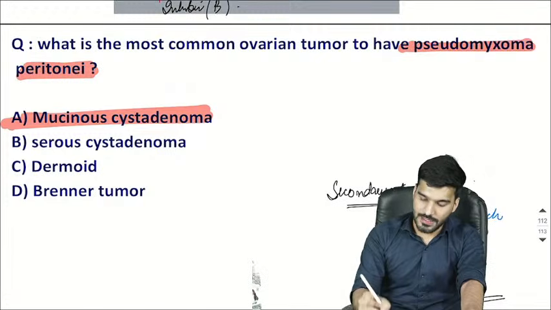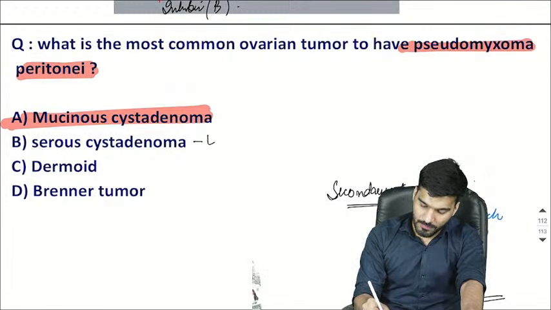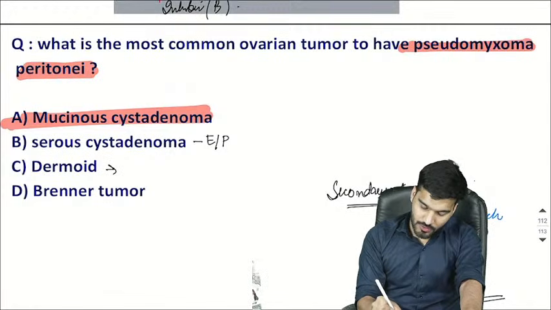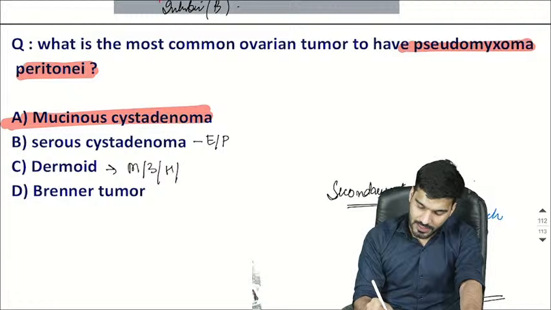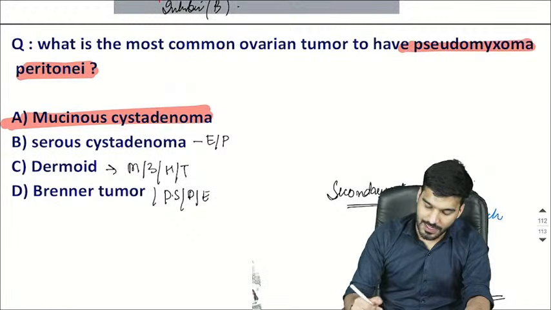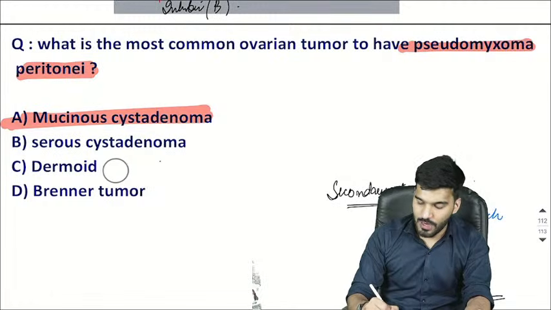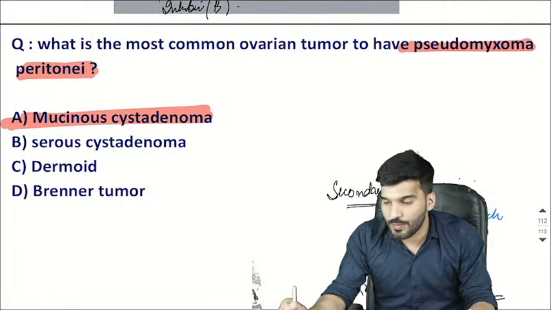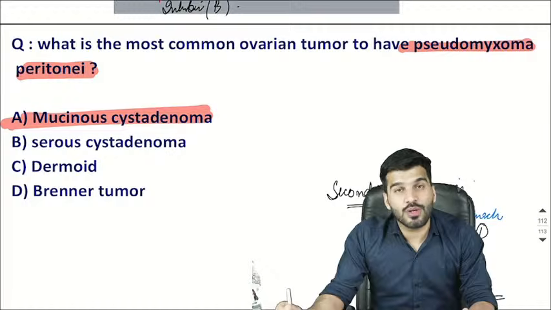About the serous cystadenoma, you remembered psammoma bodies and epithelial type. About the dermoid, you remember it is a mature teratoma, all three layers, and hair and plate-like structures. About the Brenner tumor, you remember Meigs syndrome, which is pleural effusion and ascites with a Brenner tumor. So that is all about the ovarian tumors as well. Is that clear to everybody?